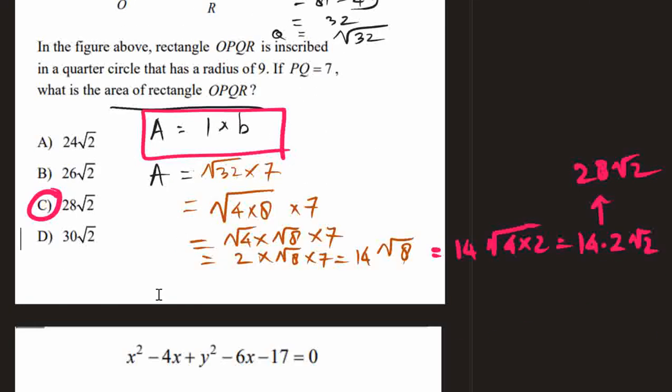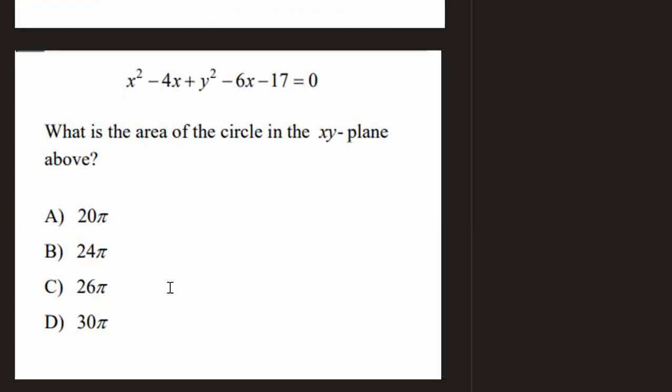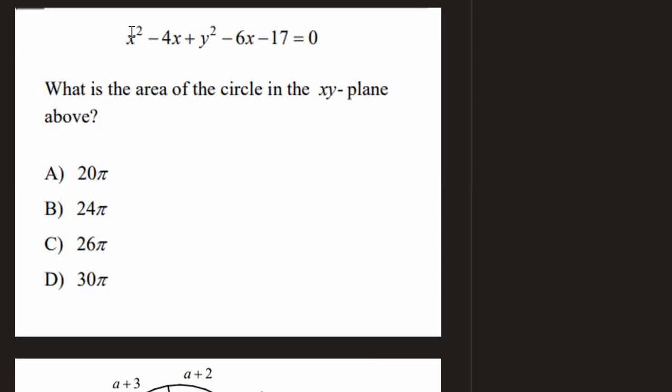Let's go to question number 3. X squared minus 4x plus y squared minus 6x minus 17 equals 0. So this is the equation of a circle. We have to count the area. It will be easier for us to count the area of the circle if we get the equation that shows its radius. This is the equation of a circle in the general form.